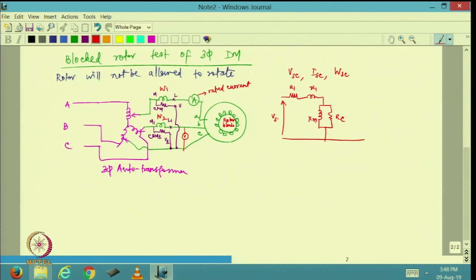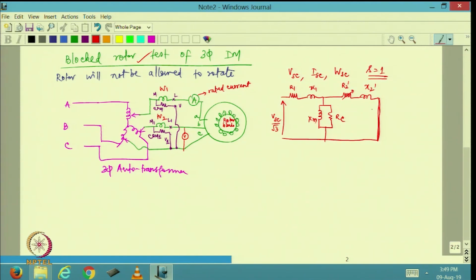Here is what I am applying as VSC, and if I look at this it is VSC by root 3. In fact, if I assume this is a star connected induction motor, I am going to have essentially this as normally R2 dash by S, but S is 1. So, I can write it to be R2 dash and this is X2 dash, and rotor is already short circuited. So, isn't it very similar to the short circuit test of a transformer?